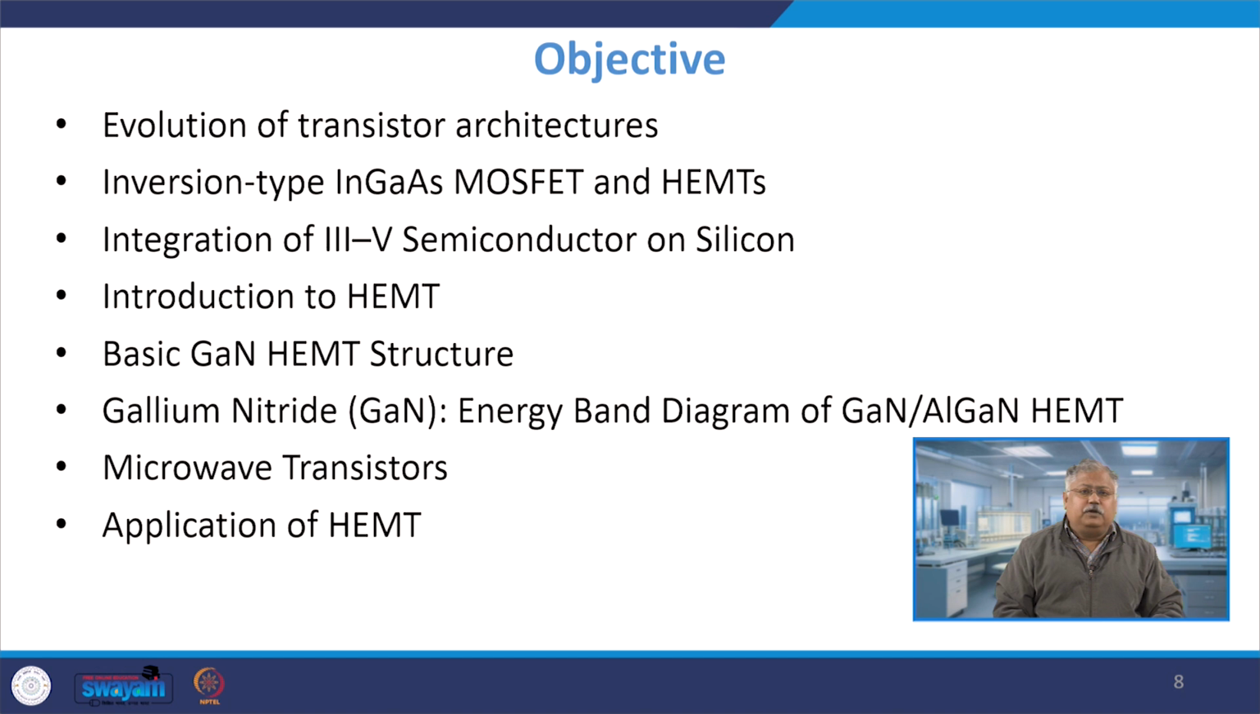Okay, let me now come to the materials and their role in high speed devices. What we will do is we will look into the evolution of transistor technology, and then we will go ahead with the objectives. For example, we will start with inversion type indium gallium arsenide MOSFETs and HEMTs. We will look into the integration of 3-5 semiconductor on silicon, HEMT, and then look into basic GaN based HEMT, energy band diagram, microwave transistors, and applications of HEMT.